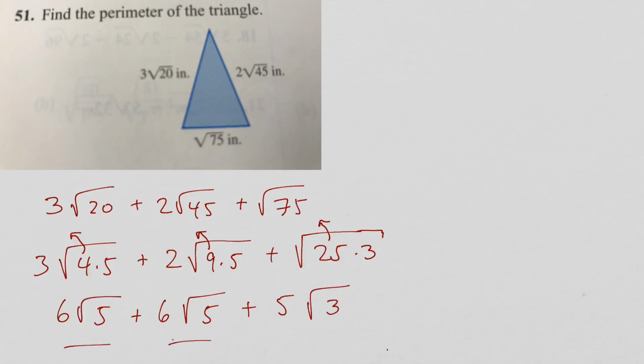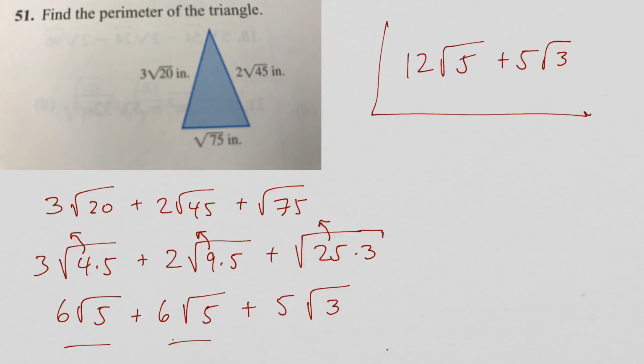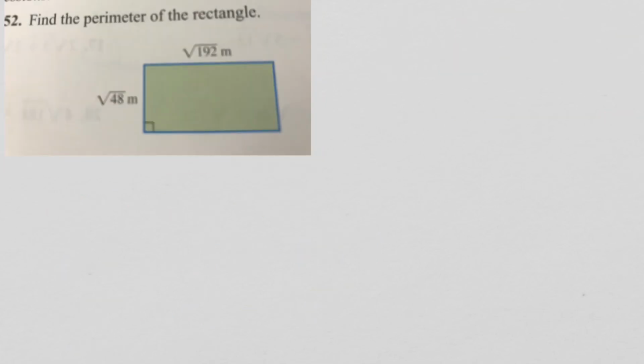These are like terms, and they add up. 6 root 5 plus 6 root 5 is 12 root 5. Plus 5 root 3. I cannot combine those. Oops. And this is in inches because we had inches. So don't forget to put your unit on there. Okay, the perimeter of a rectangle is all 4 sides added up. Or you can take 2 times 2 of the sides added up.